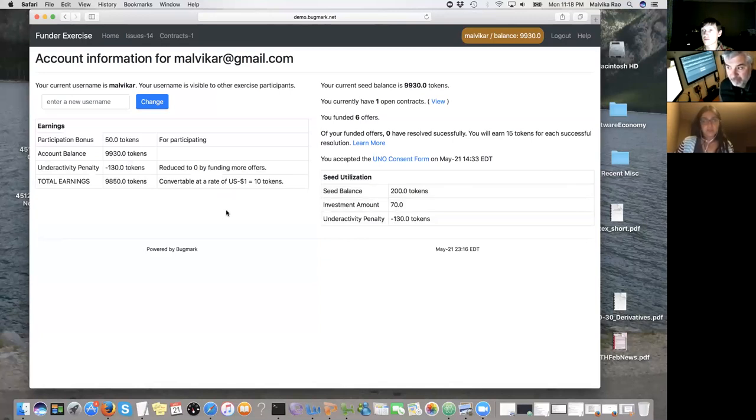Okay. So the final earnings that you can expect to see at the end of the funder exercise is your account balance. And then we will deduct the underactivity penalty from the account balance. Okay.